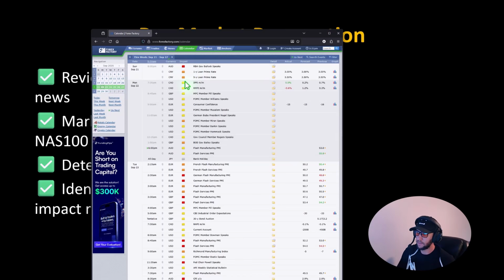By coming here every single day and looking at this, you can see that today is Monday. There were basically no red folders here, a couple of orange ones, yellow, but really no red one. So today, because it was Monday, there was no news. It made it a little bit easier for me.